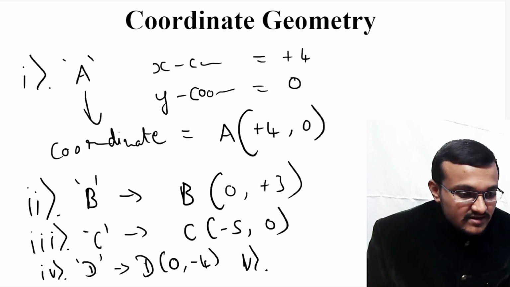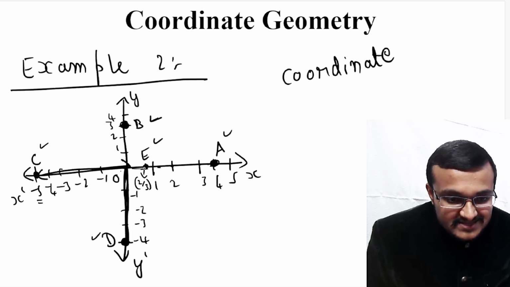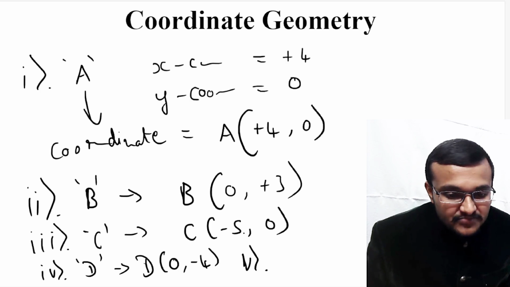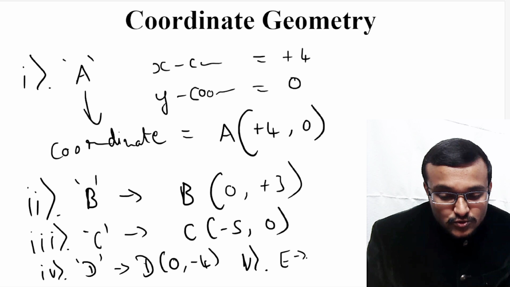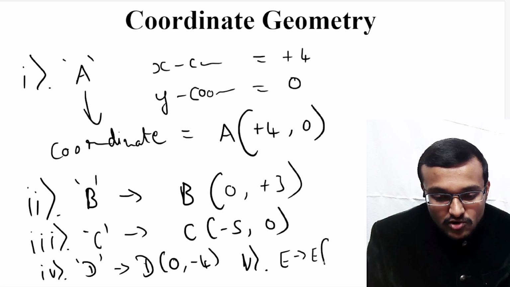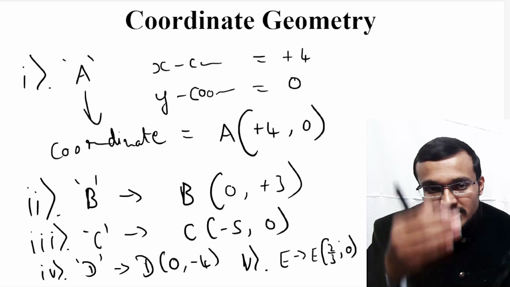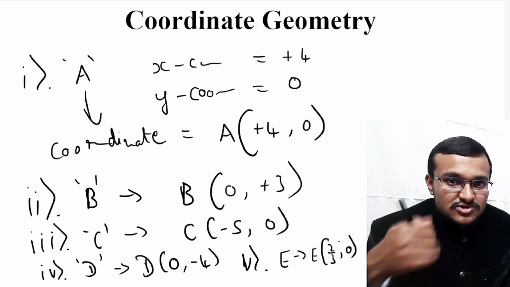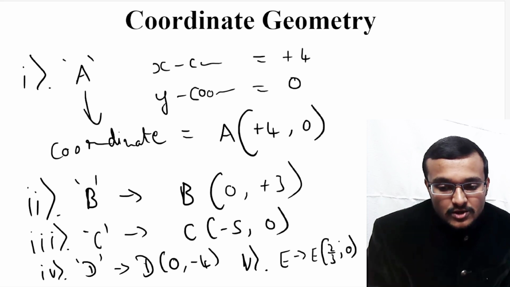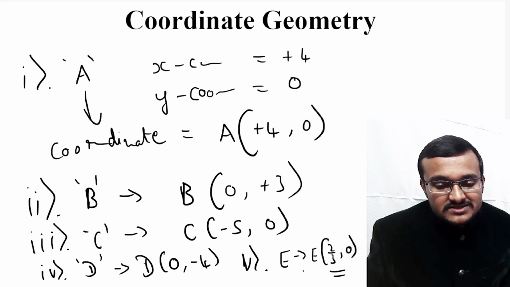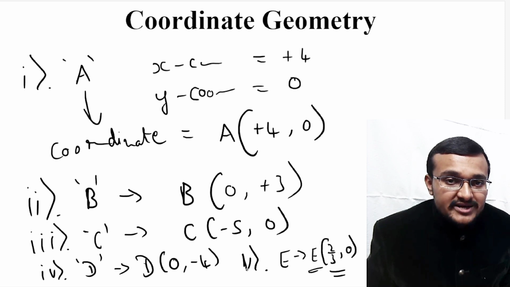Similarly, in the fifth one, you have E, and this E is at the 2/3 position on this x-axis. So the x-coordinate of E is 2/3, and the y-coordinate you can't draw because it's already lying on the x-axis, so you can't draw a perpendicular line to the x-axis in order to get the y-coordinate. So the y-coordinate will be 0. So 2/3 comma 0 is the coordinate of point E.